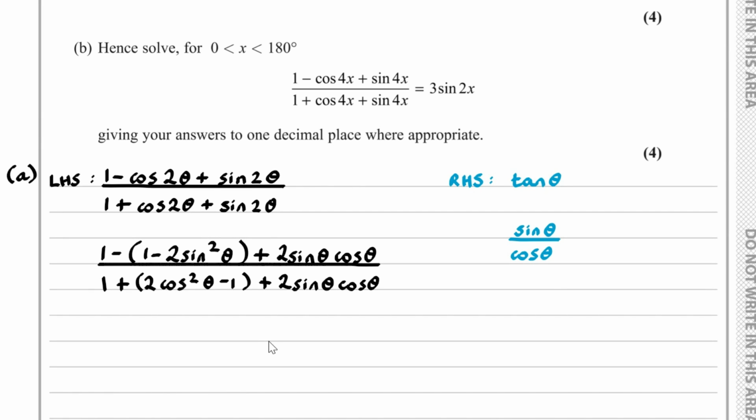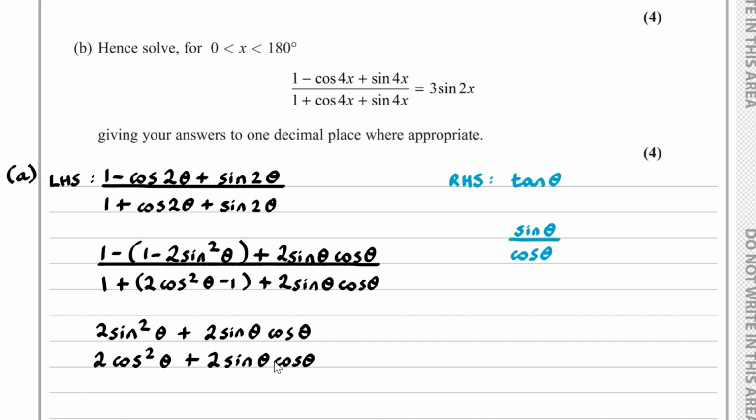So let's see what we can tidy up so far. Well, we've got minus and a minus, so that's plus, and then we've got 2 sine squared theta, and then we will add on 2 sine theta cos theta, and on the bottom the 1 minus 1 cancels, and then here we've got 2 cos squared theta plus 2 sine theta cos theta.